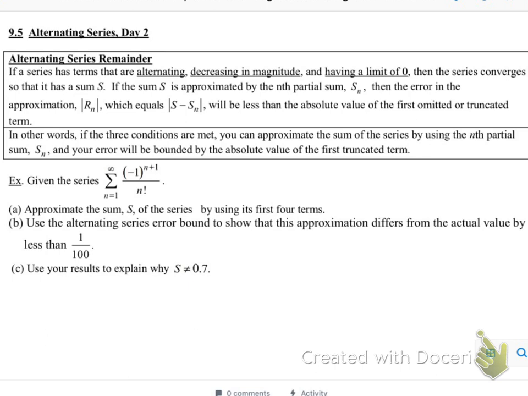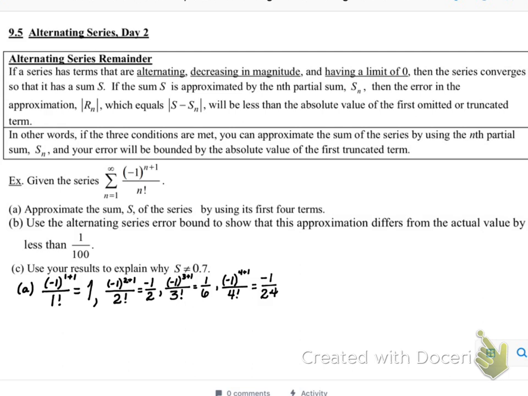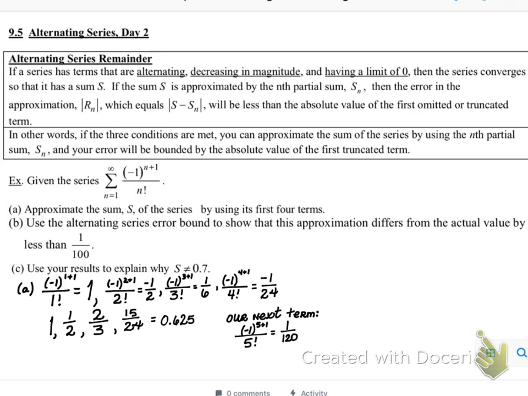Sorry about that. The error will always be smaller than the first omitted term. So we're looking at a particular series and we're going to approximate the sum using its first 4 terms. So obviously we first find our first 4 terms, then we go ahead and find the sums. So there we go. There are our first 4 sums. And I'm going to go ahead and find the next term because I'm going to need it for B.